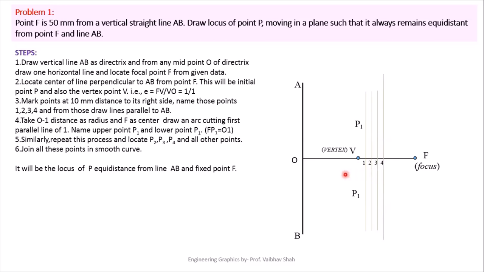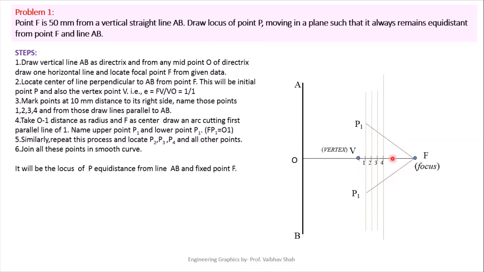Now, in the next step, first adjust on your rounder the O to 1 distance. So, select on your rounder the O to 1 distance. Go to your focal point and try to cut this one vertical line. So, we have selected O to 1 distance on your rounder. Try to put your rounder at F and try to cut this vertical line of 1 here to get this point P1, and similarly cut this line somewhere here at the bottom, and you will have this P1. This point is on line 1, so we'll call it 1.